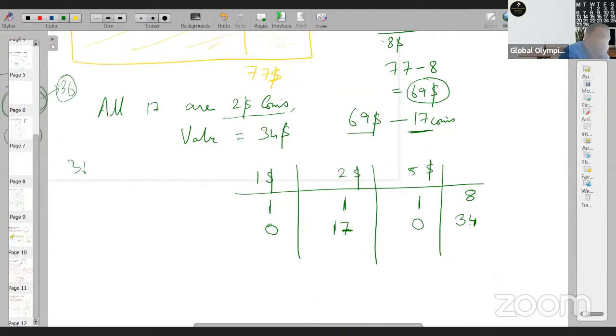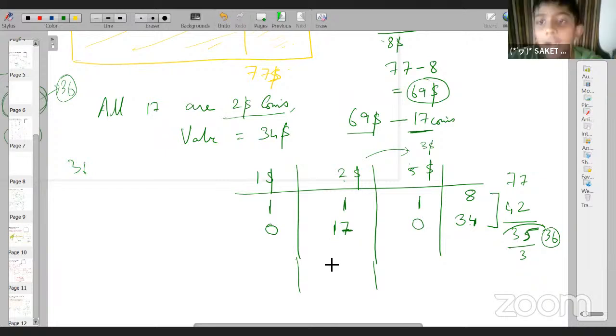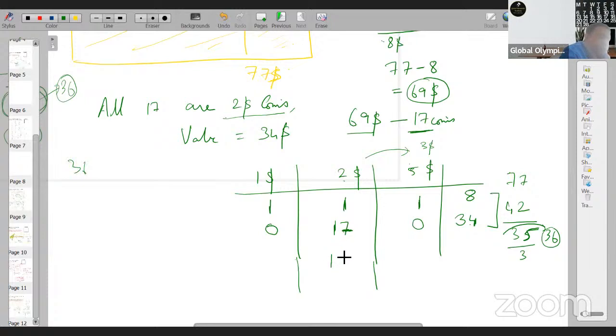Now what we said is that when we replace a $2 coin by a $5 coin, my value goes up by $3. Correct. And the gap we require: this one is 42, and we needed 77. 77 minus 42 is 35. So if we divide 35 by 3, it's not divisible. So we'll go till 36, and then we'll have an extra $1. For that, we will replace a $2 coin by a $1 coin. So first we can do that at the end once we have calculated everything else.